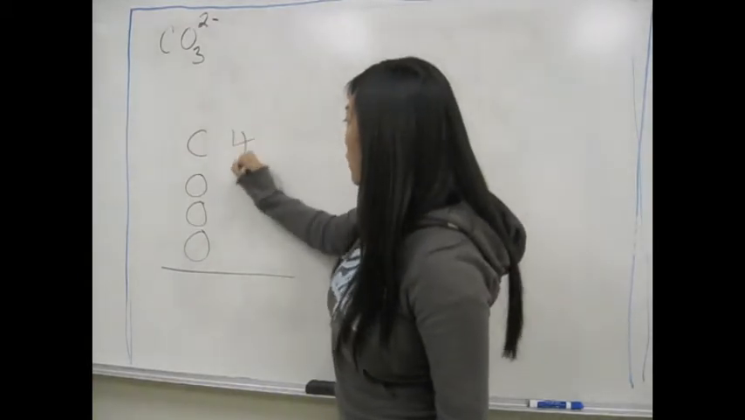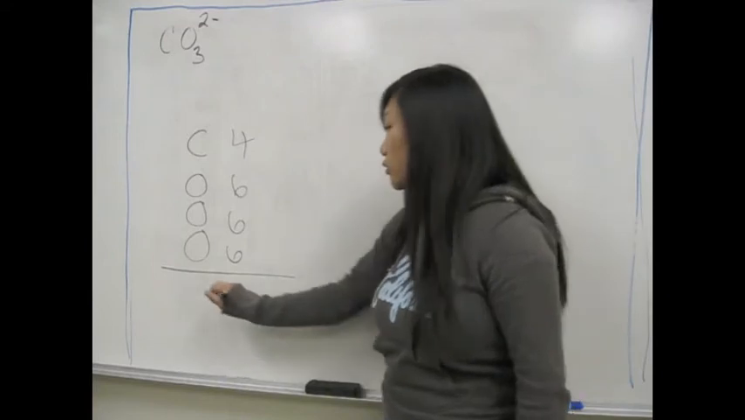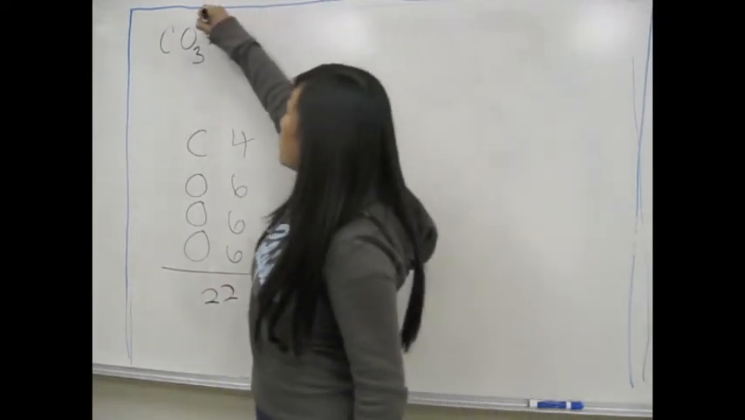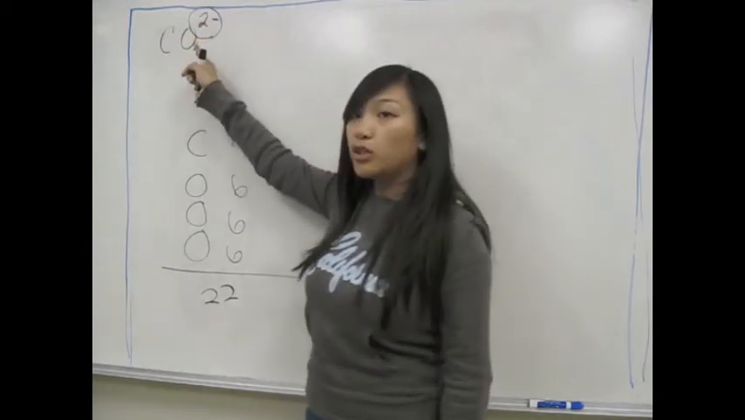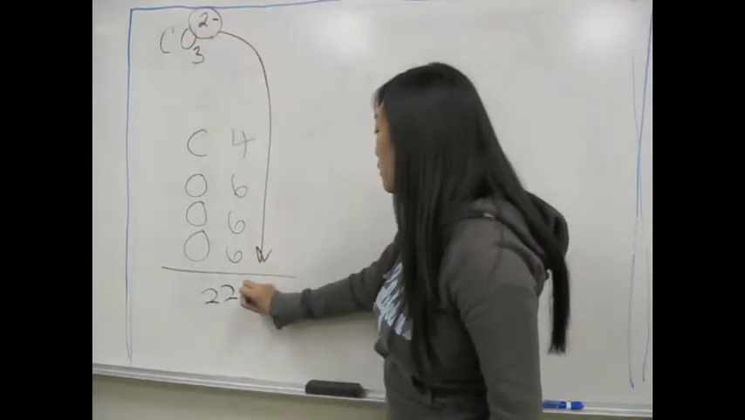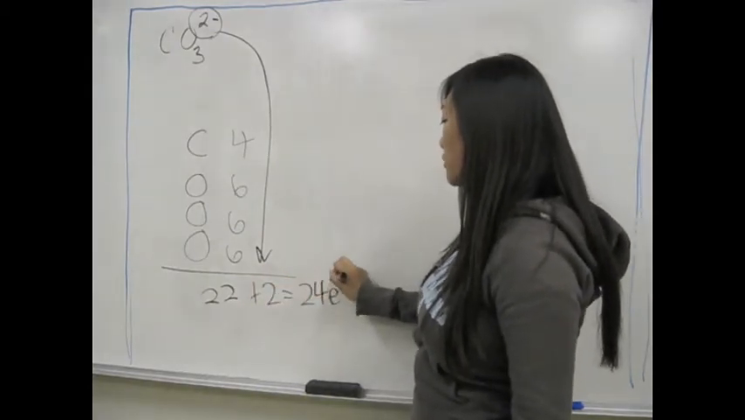So there is going to be a total of 22 valence electrons. But don't forget, in the total there's 2 extra electrons. So there's a total of 24 electrons in the ion.